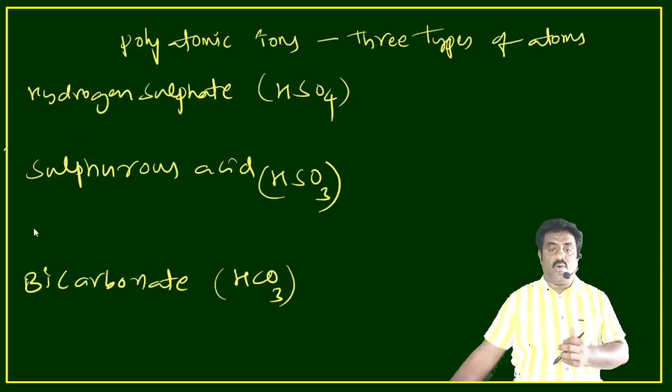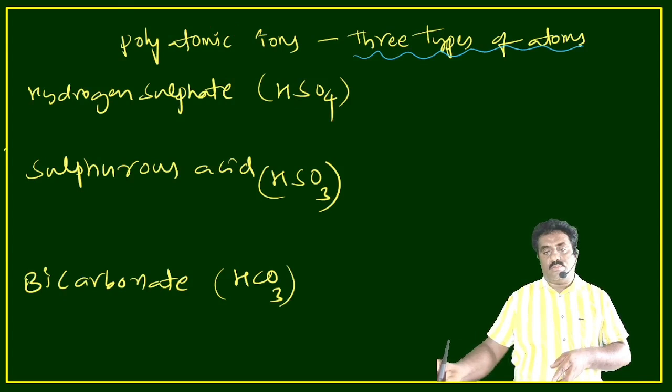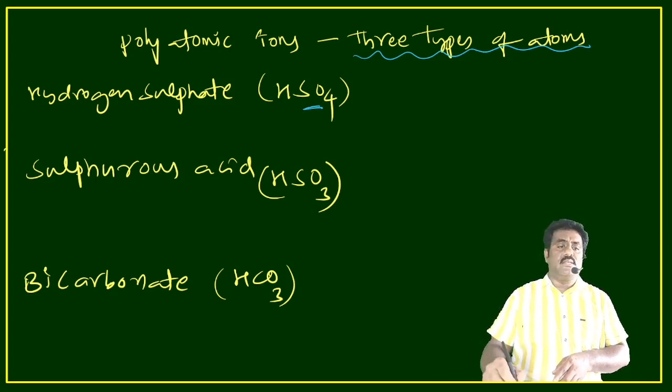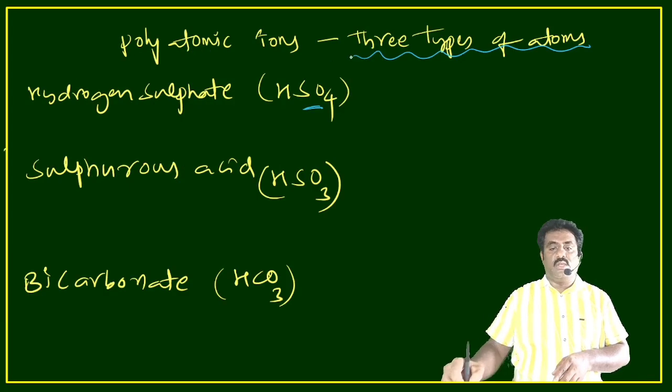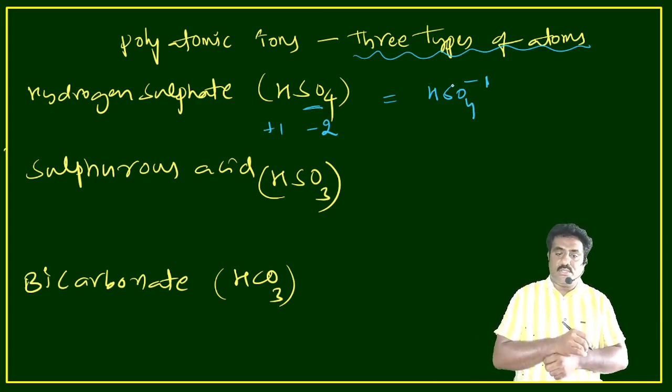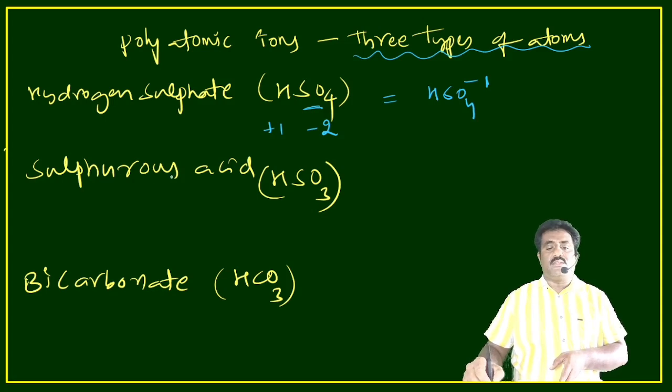Now look at the next thing. If polyatomic ions contain three atoms, how do we find the charge? Hydrogen sulfate, HSO4. What is the sulfate charge? Sulfate is minus 2. Hydrogen is plus 1. So plus 1 minus 2 becomes minus 1. HSO4 minus 1.